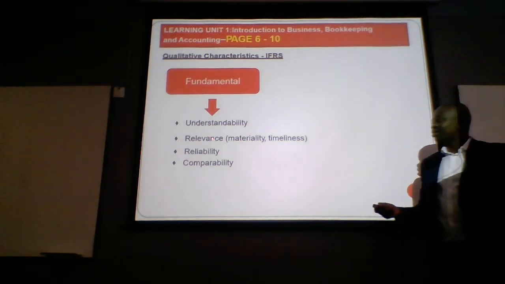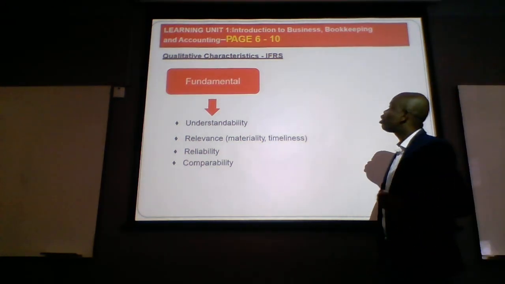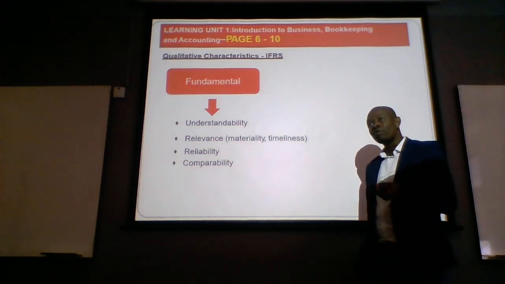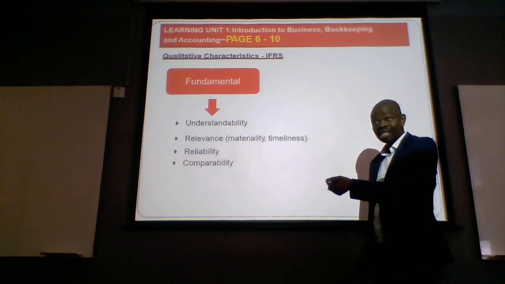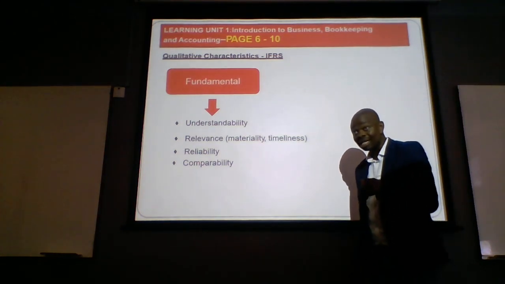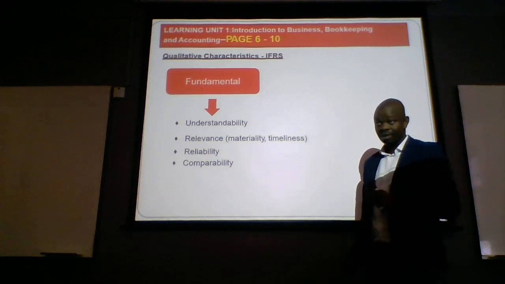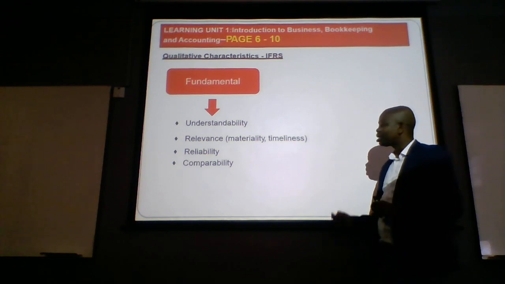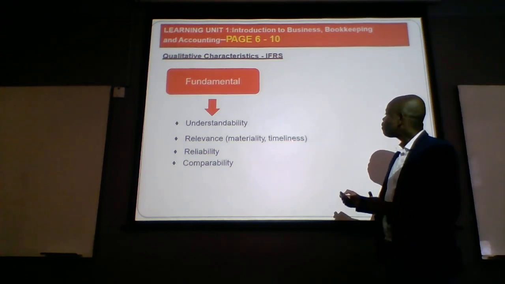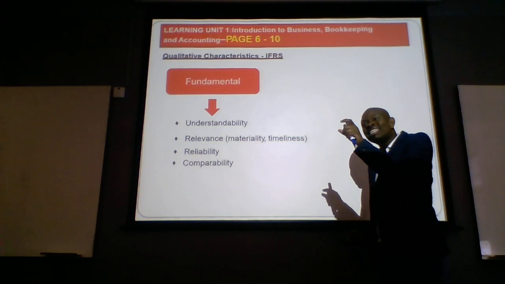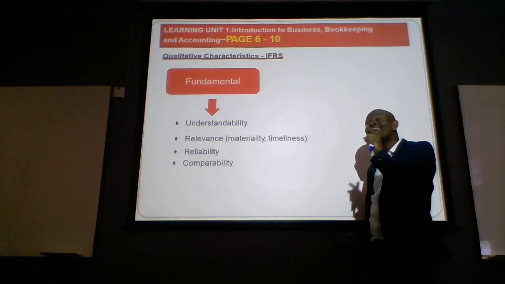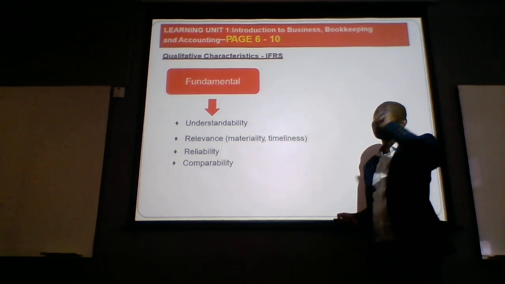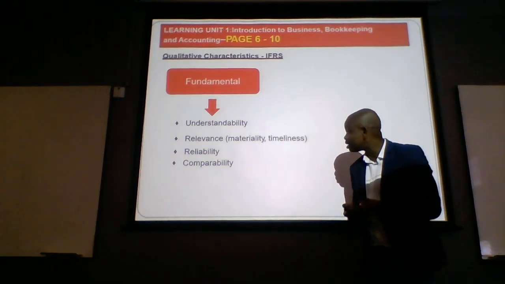Now, the next one is relevance. Why do we compile financial reports? It's because we are compiling them for the users. The information must be relevant to the user at that point in time. That's why relevance goes with materiality. At the same time, it goes with what? Time. So the information must be useful at that point in time. If I need to make a decision at that point in time, it means the information must be timely. It must satisfy that particular intent.